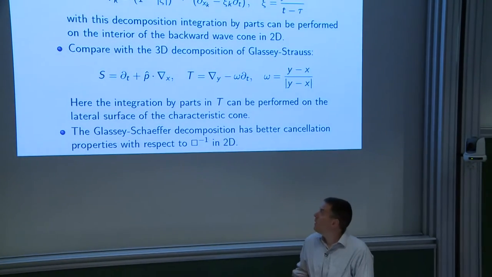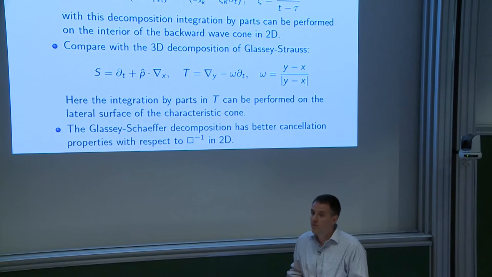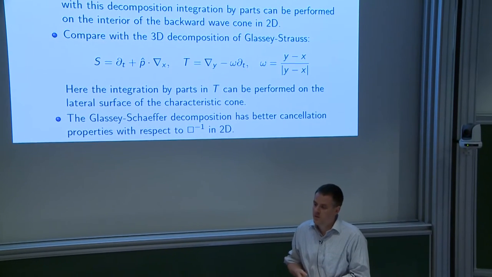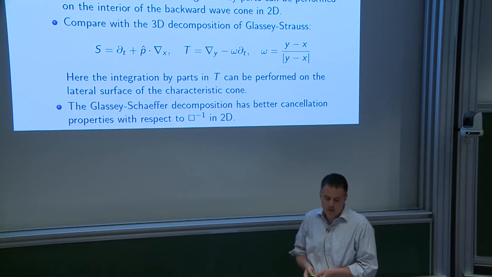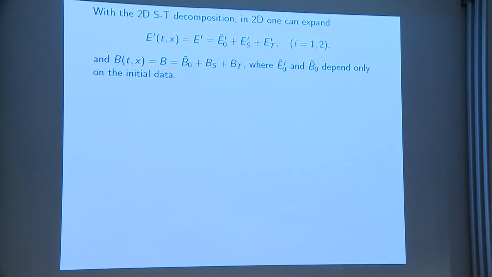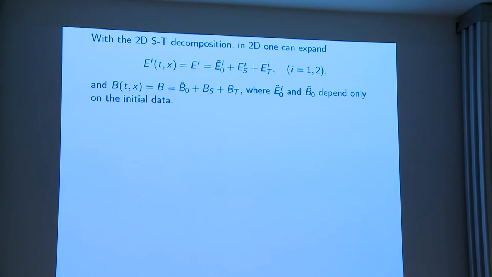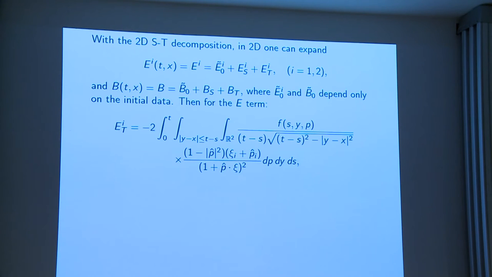So again, what you're doing here is you have the wave equations for Maxwell's equations, you invert the box, and then you get these derivatives on the right-hand side, you express them in terms of these ST variables, and you integrate by parts, and then you can decompose the fields E and B. So you can express E as E_0, E_S, and E_T, and you can similarly express B, which I won't write down carefully, where the E_0 and the B_0 terms are functions of the initial data.